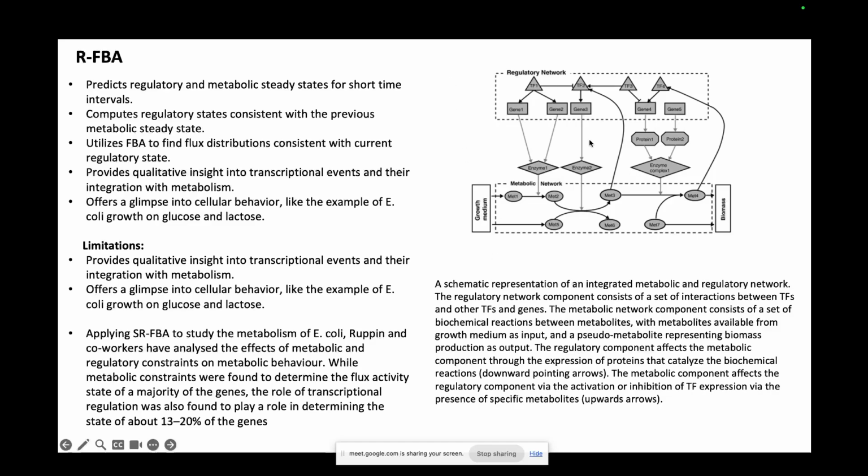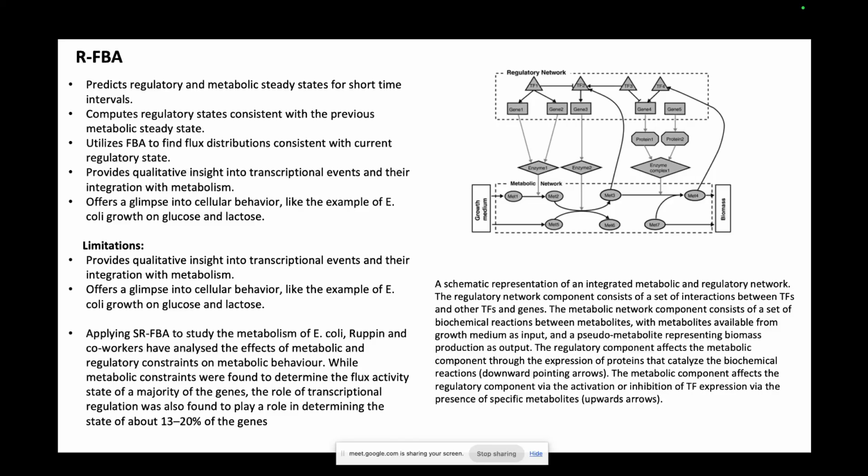This is a very good schematic representation of an integrated metabolic and regulatory network. The regulatory network component consists of a set of interactions between transcription factors and genes, between themselves and between genes of others. For example, this particular transcription factor is inhibiting gene 4, but is overexpressing transcription factor 2, which is producing gene 3. So there's a complex relationship between these regulatory elements, but you can incorporate all these in rFBA.